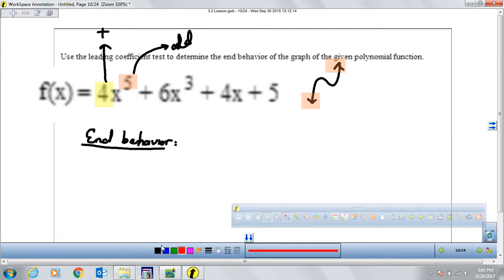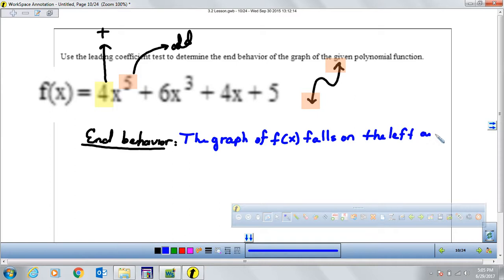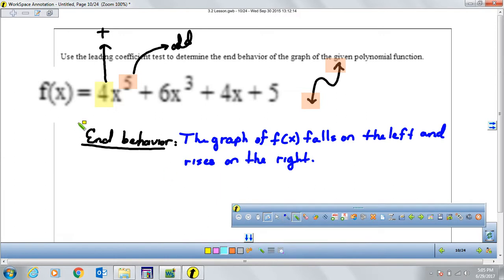So we're going to say the following: that the graph of f of x, using the words falls and rises, falls on the left, and on the right it's going up, so we're going to say and rises on the right. And this is how we describe the end behavior of a polynomial function.